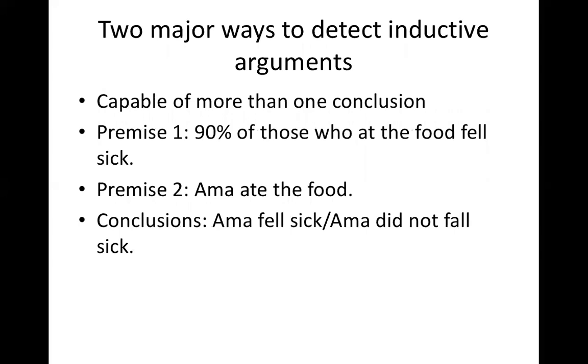Now let's look at two major ways to detect inductive arguments. How do you detect inductive arguments? First of all, they are capable of more than one conclusion. So we've seen that already. 90% of those who ate the food fell sick, Amma ate the food. So you have two possible conclusions: Amma fell sick, Amma did not fall sick. That's how you know an inductive argument. It's an argument that generates more than one possible conclusion.